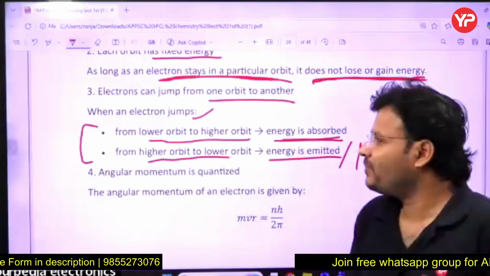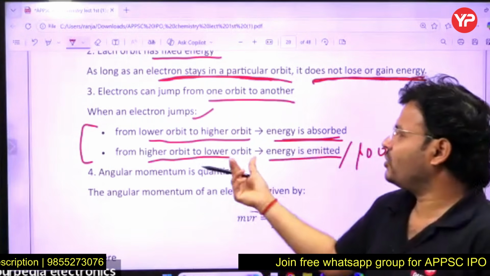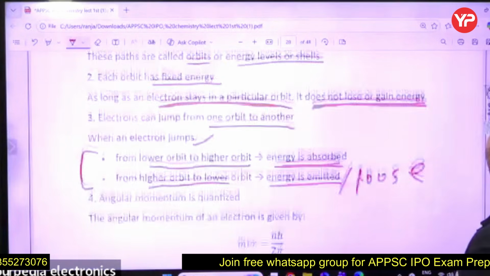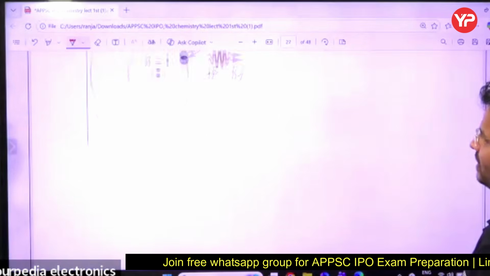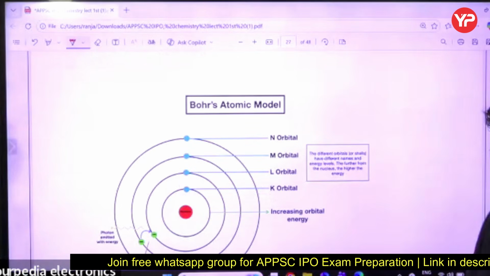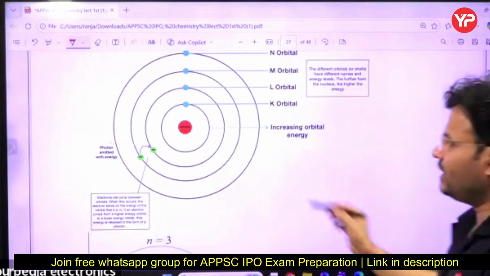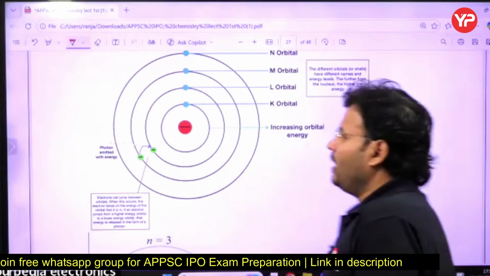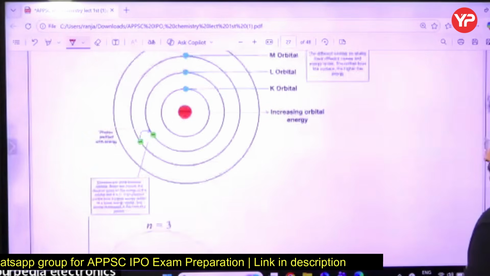Sometimes you find in the exam questions on moving from lower orbit to higher orbit. Here we can see the orbit, just a diagram I have given you. Now there are different orbits.